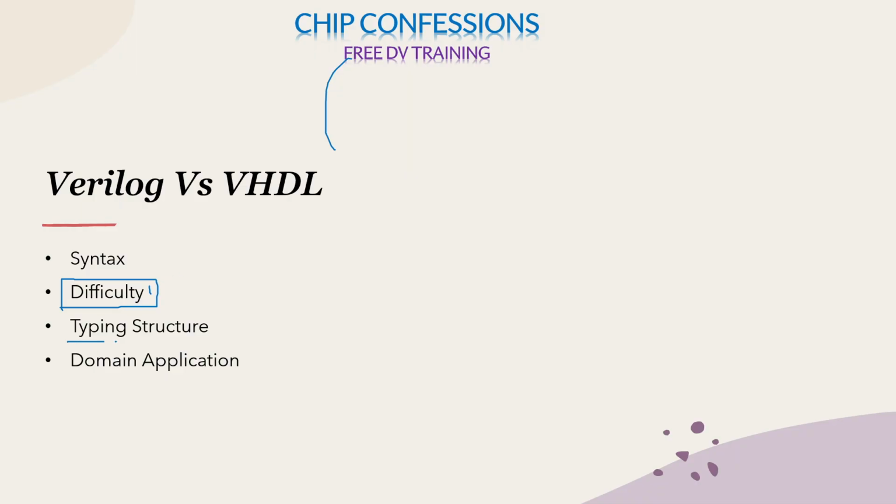Then is the typing structure. As I said, Verilog is loosely typed or weakly typed, whereas VHDL is strongly typed. Everything will be proper English words. We will see, I'm excited to show you VHDL code. I will show you.